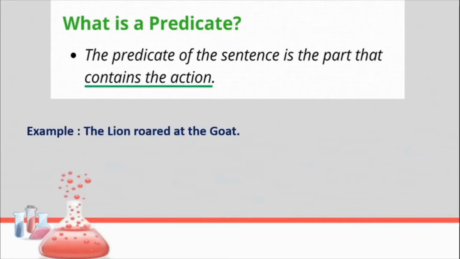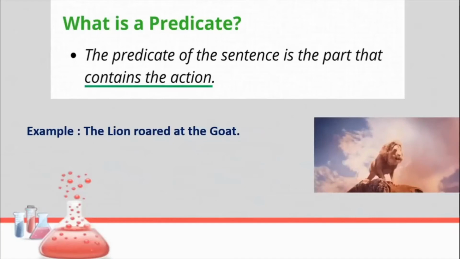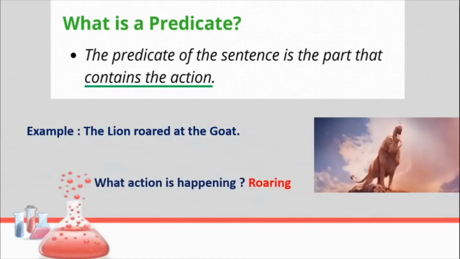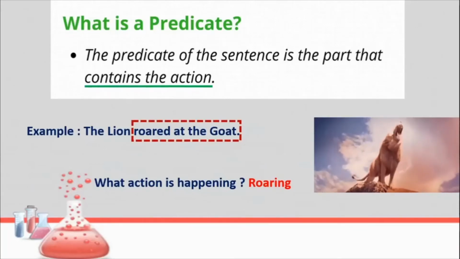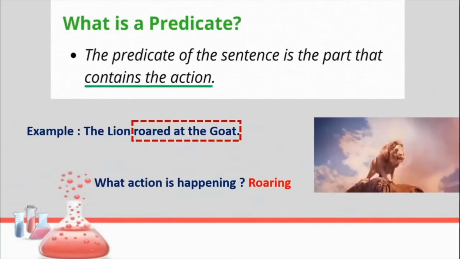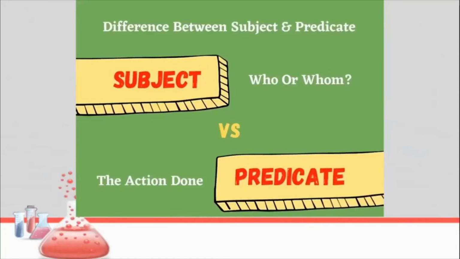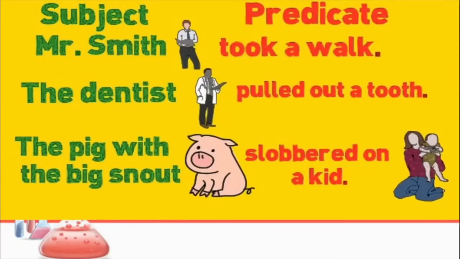For example, see here the same example again. The lion roared at the goat. So what is happening again? The same thing is happening. The lion is roaring at the goat. What is the action? The action of roaring. So what is the predicate? Roared at the goat is the predicate. So the lion is the subject and roared at the goat is the predicate. Okay? So hope this simple example clears this idea for you as to what is the meaning of a subject and what is the meaning of a predicate. So what is the difference between a subject and a predicate? The subject is the who or the whom, whereas the predicate is the action which is done. Very simple. Alright, let us move on and see some examples.